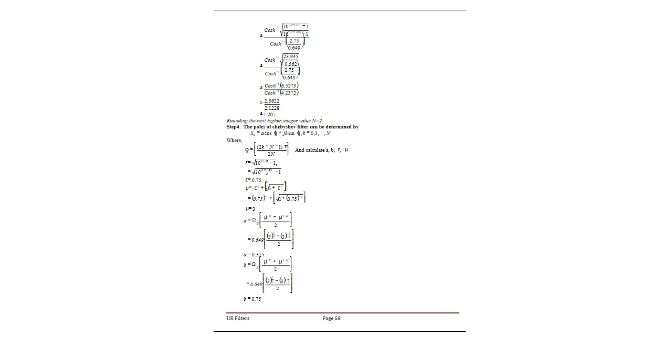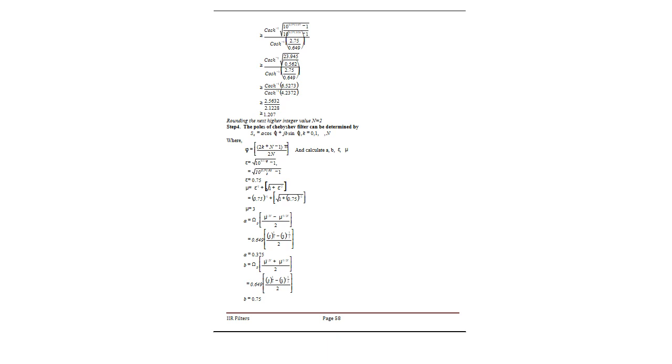Step 4: the poles of the Chebyshev filter can be determined by s k, which is equal to a cos phi k plus j b sin phi k, where k is equal to 0, 1, etc. up to N, and phi k is (2k plus N minus 1) times pi by 2N. So we have to calculate the a value, b value, epsilon value and mu value.